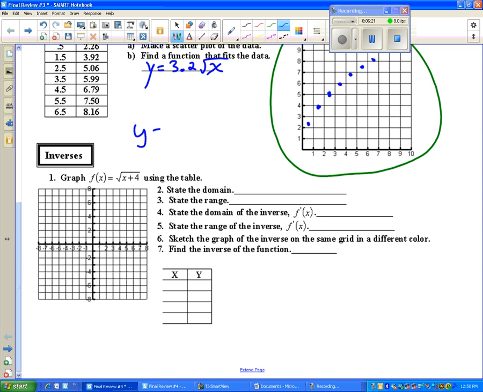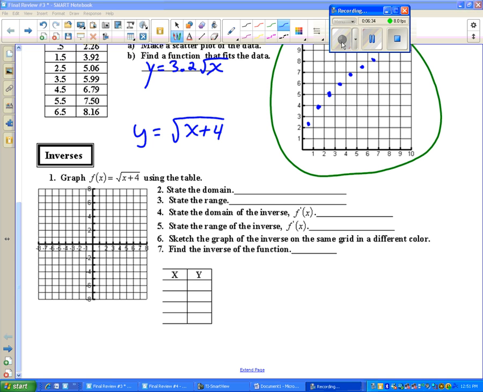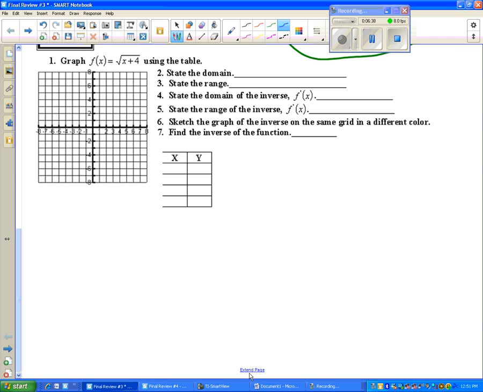Remember, y is equal to the square root of x plus 4. Square roots have to be whole numbers, so there are lots of ways I can do this. The easiest way is to say I want y to be nice numbers. I want y to be 0, 1, 2, 3.